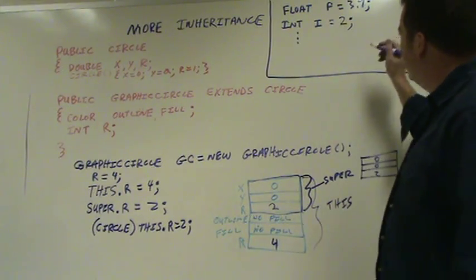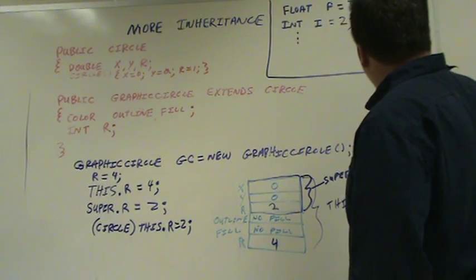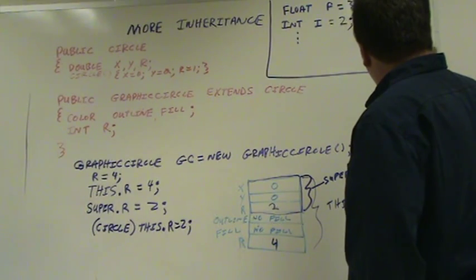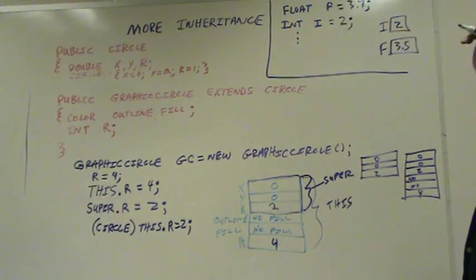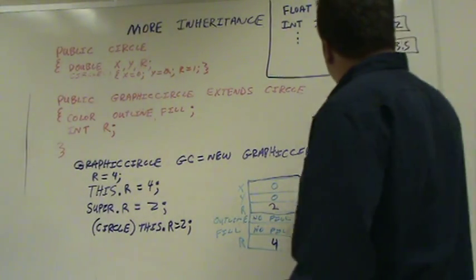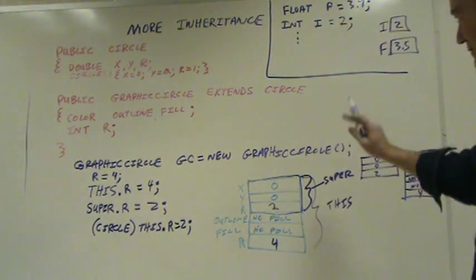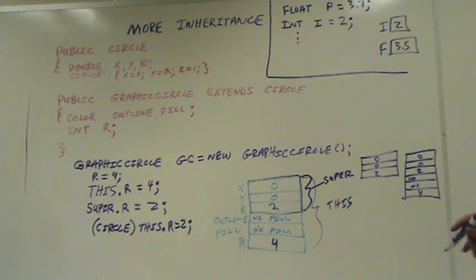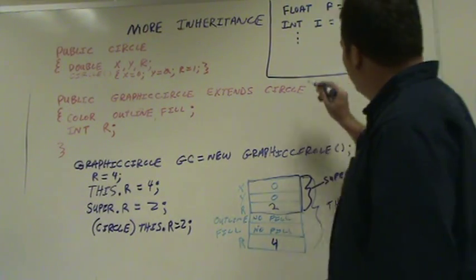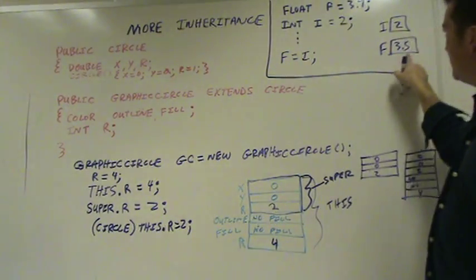See, like in this case, we had an integer and a float, 3.5 and 2. Yeah, this is actually a bad example because we're saying anytime something gets lost, we don't do a conversion. But if we said this, f equals i, you'd have a compiler error because we're going to lose the 5.